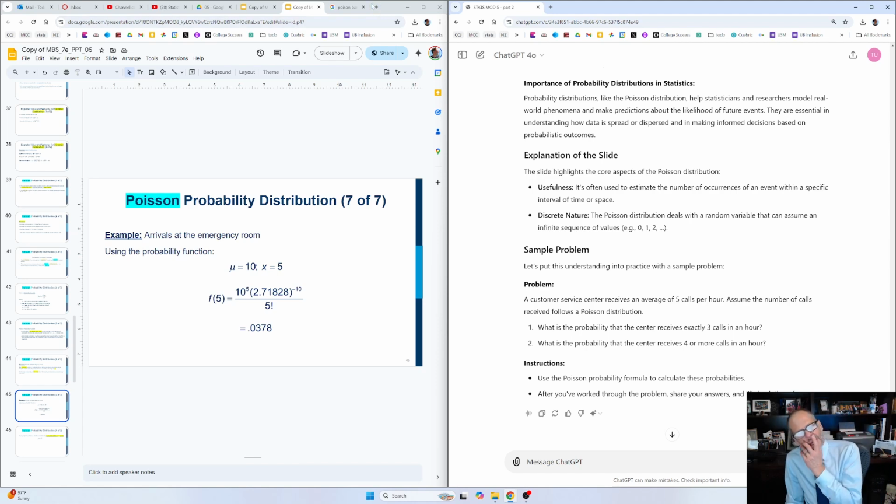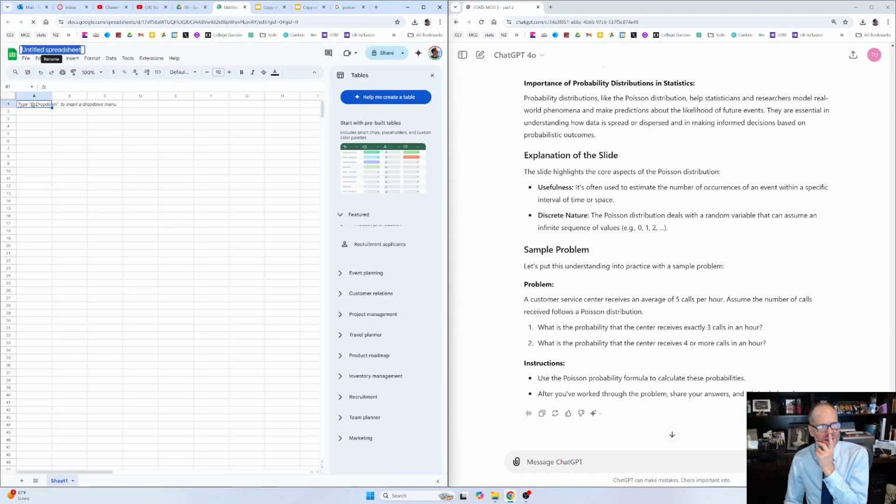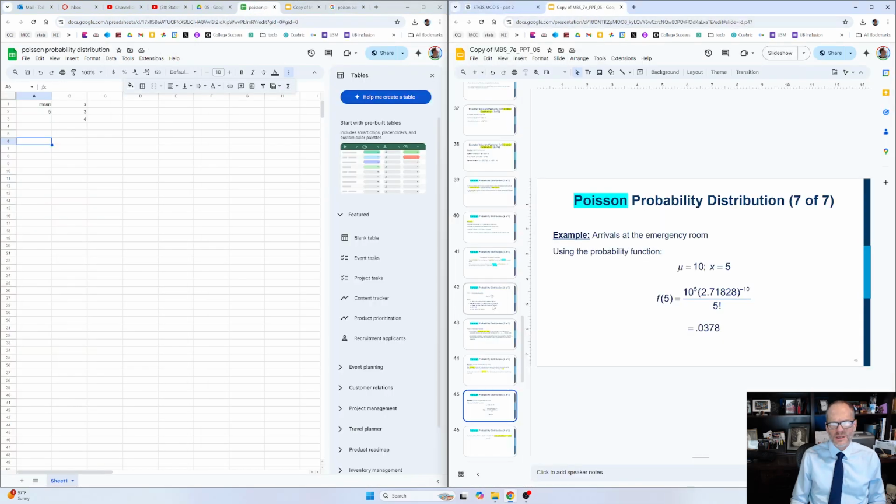To do the calculation, I'm going to go back to the spreadsheet. I'm going to open the spreadsheet again, and that's the binomial probability distribution. So I'll create a new one here, and we'll call this Poisson probability distribution. Here we're going to have our mean, and then our x, which is our random variable. Our mean on this one is 5, an average of 5 calls per hour, and assume the number of calls received follows a Poisson distribution. What's the probability of 3 calls an hour? What's the probability of 4 or more? We'll do each of those situations, and we'll right align all this just to be symmetrical. Then we'll bring our formula over here.